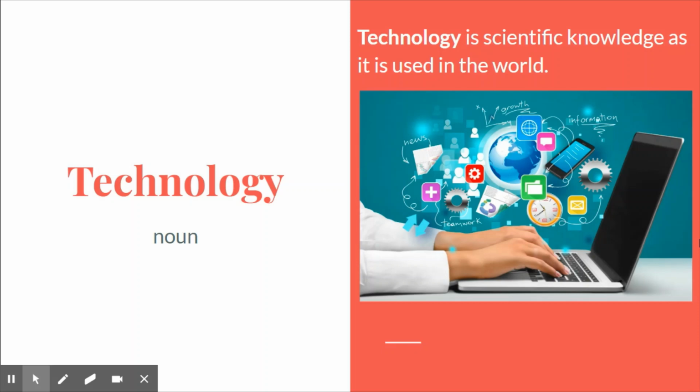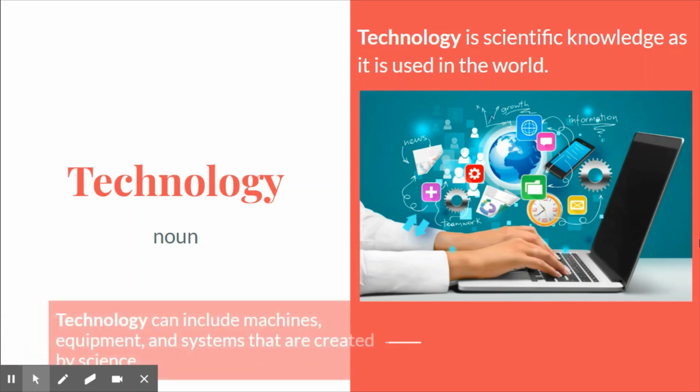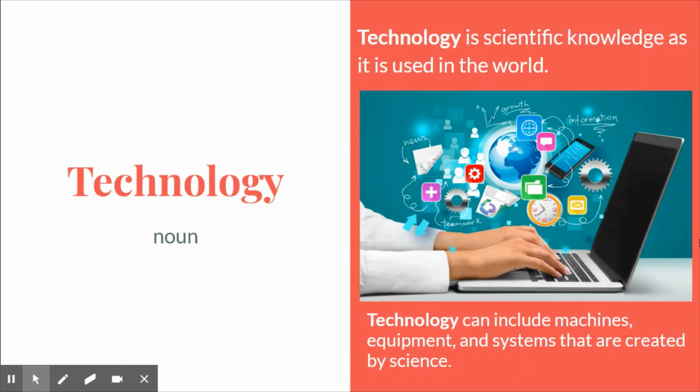Okay, let's go ahead and read it one more time. Technology is scientific knowledge as it is used in the world. Okay, let's go ahead and see that word in a sentence. Technology can include machines, equipment, and systems that are created by science. Let's read it. Technology can include machines, equipment, and systems that are created by science.